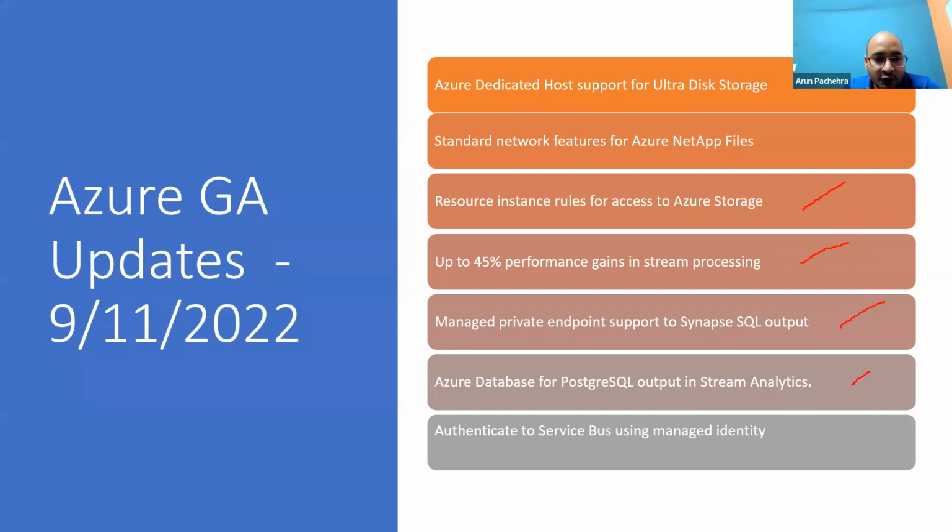Now, the last one is authenticate to Service Bus using managed identity. This is nice. We all know what managed identities are. Stream Analytics now allows you to use managed identities as an authentication mode when connecting to the Azure Service Bus queue or topics. This solves a common challenge when building cloud applications related to credential management.